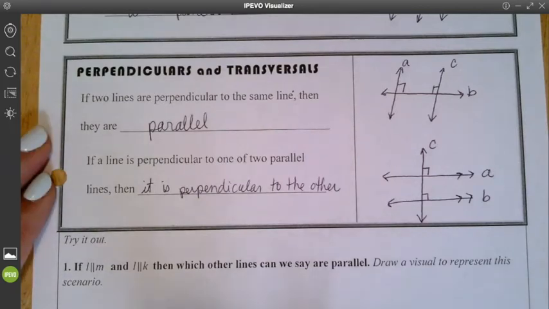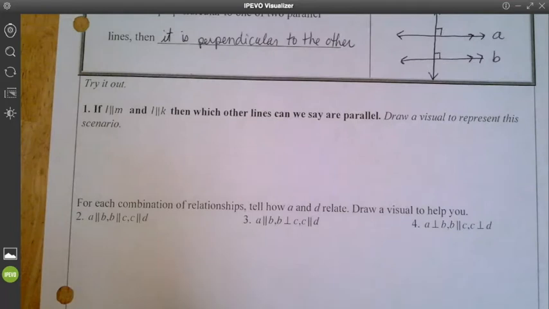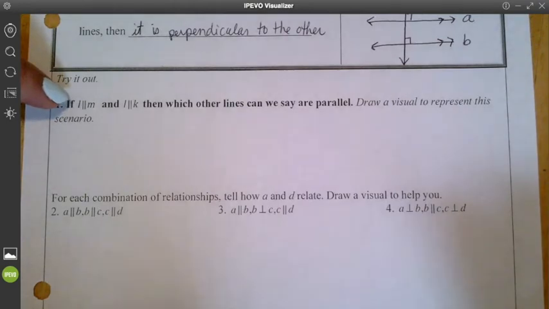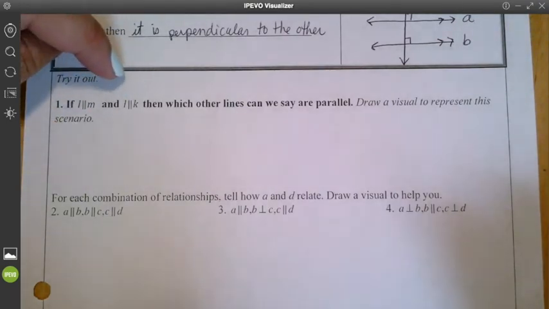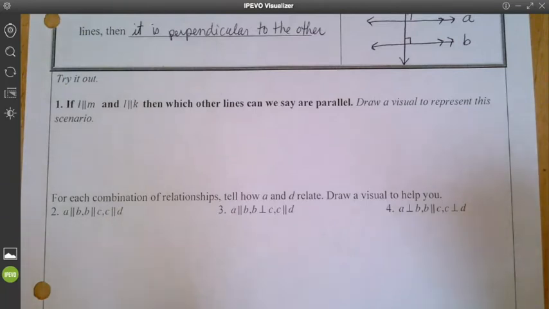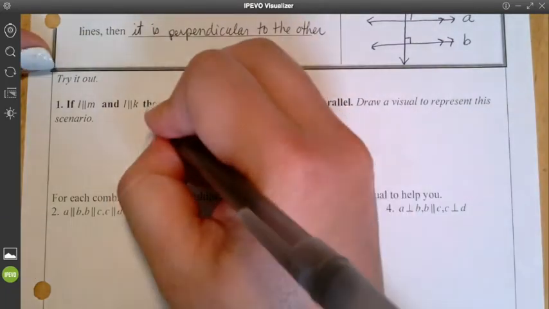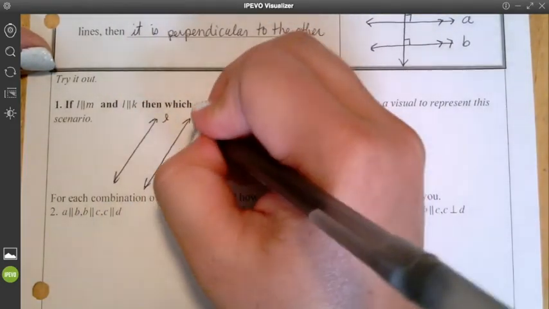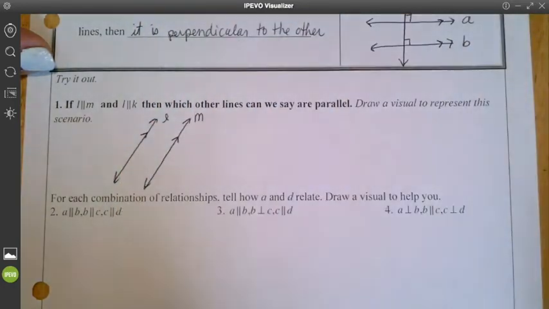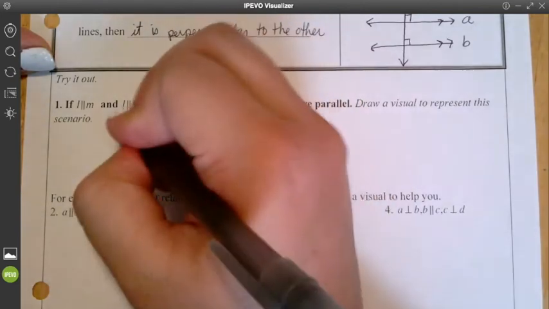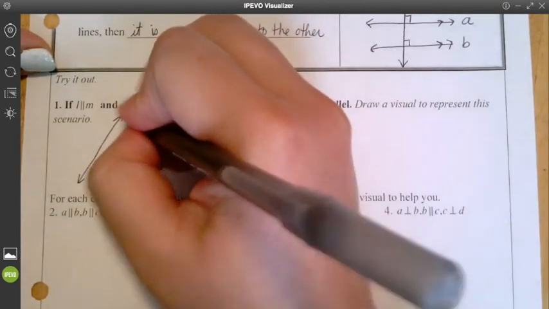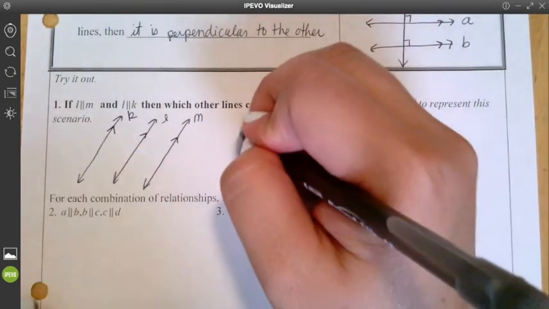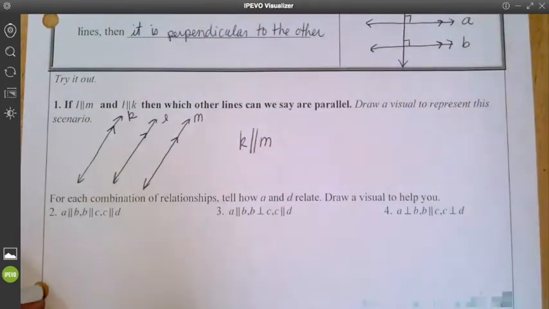Okay, let's try. If L is parallel to M and L is parallel to K, then which other lines are parallel? Let's start by drawing a visual. So here is line L, and we'll add in here is line M, and these are parallel. And then parallel to line L is also line K. If they're both parallel to the same line, then K must be parallel to M.